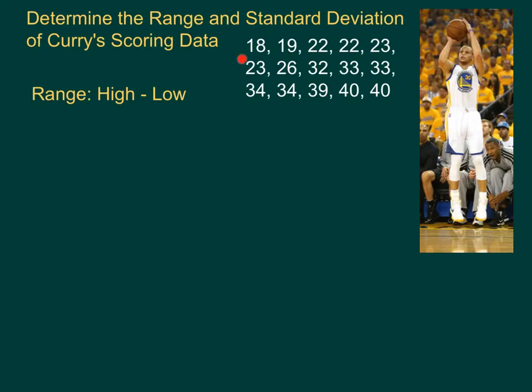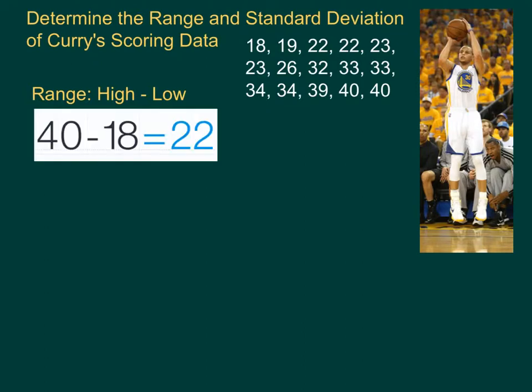So I've just taken the data that we had organized in order to determine the median. And to figure out the range, we just do 40 minus 18, which gives us a range of 22 points. So the difference between his highest scoring game and his lowest scoring game is 22 points, which is a pretty decent spread. I mean, 40 points is pretty high and 18 points is low compared to what he does on a typical game, but that's about what it is.